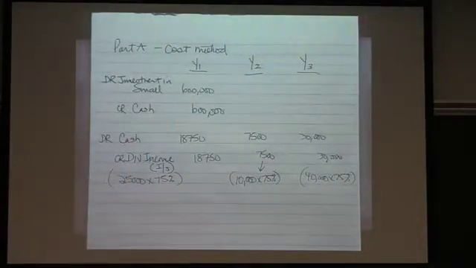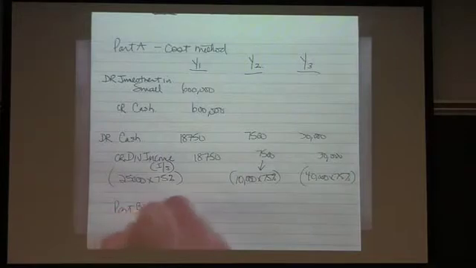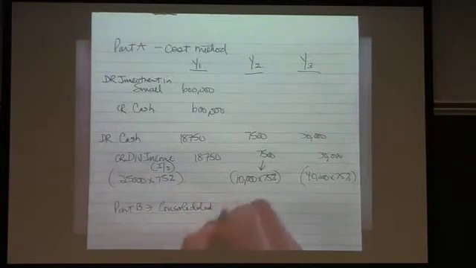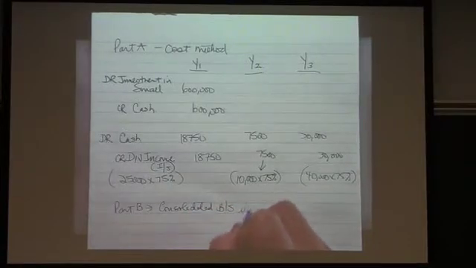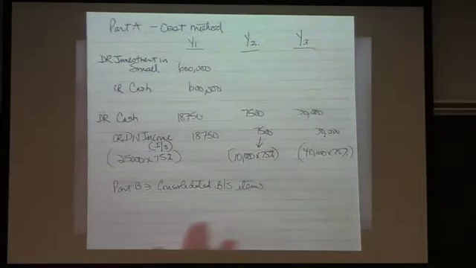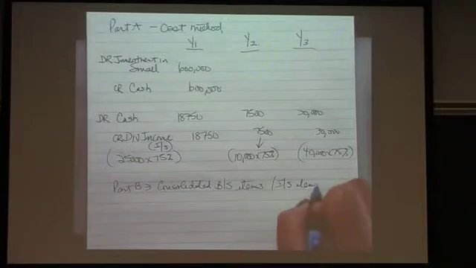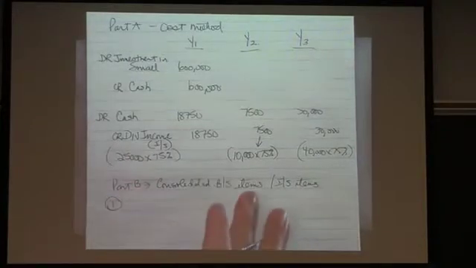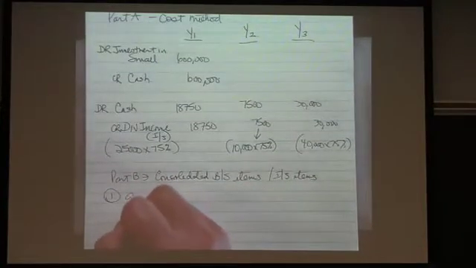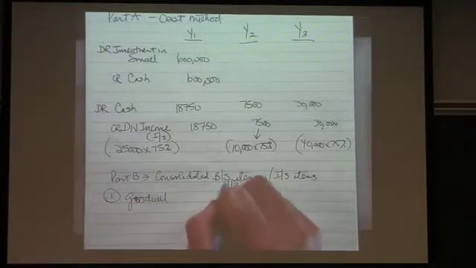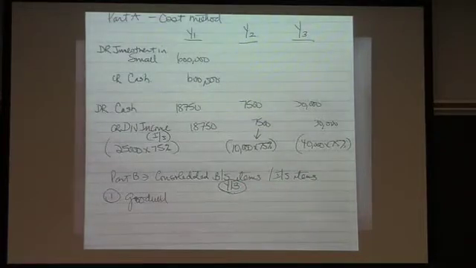Okay? Now, Part B asks us to provide certain consolidated balance sheet items. Actually, it's also income statement items as well. So let's take a look at the first one. They asked us to calculate goodwill, and this is, by the way, at the end of year three. So, goodwill, what is that?